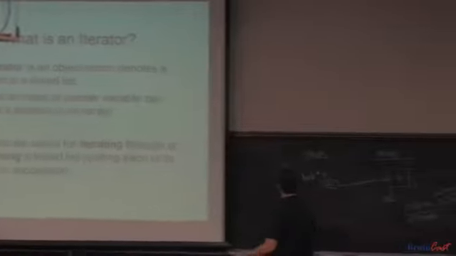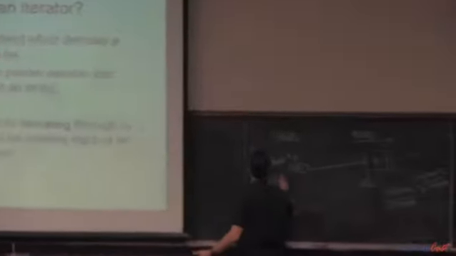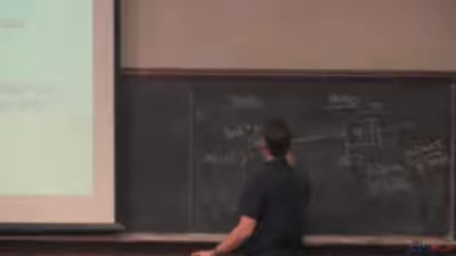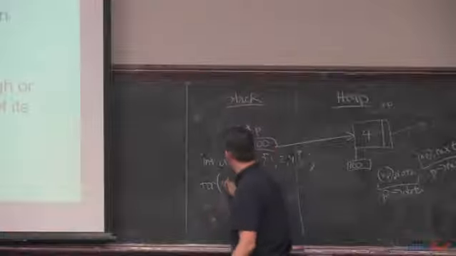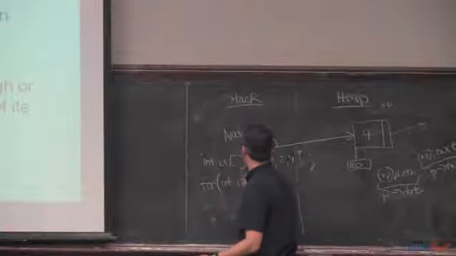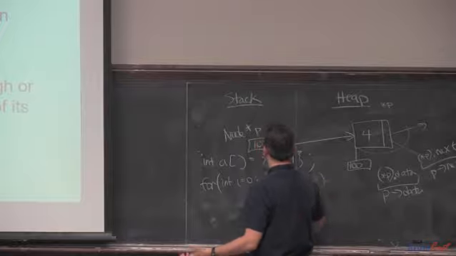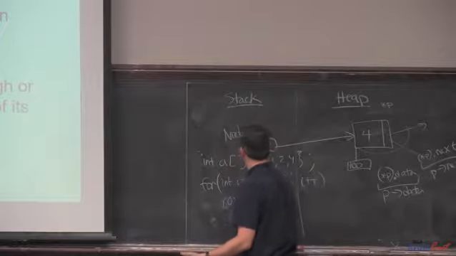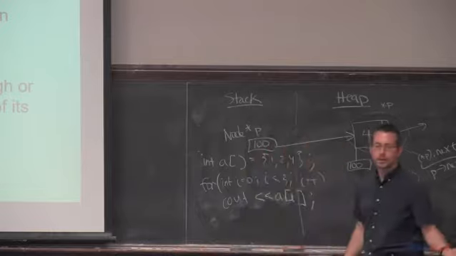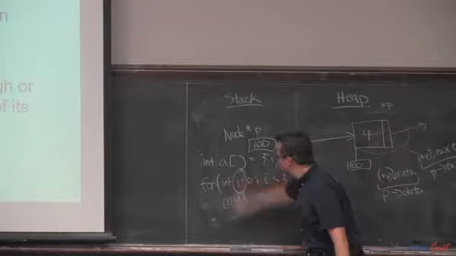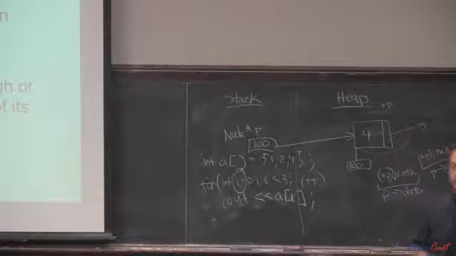So if you have an array int a with values 1, 2, 4, say, you use a for loop. Int i gets 0, i less than 3, i plus plus, and then you cout a bracket i, right? So I use an index to record position in an array.